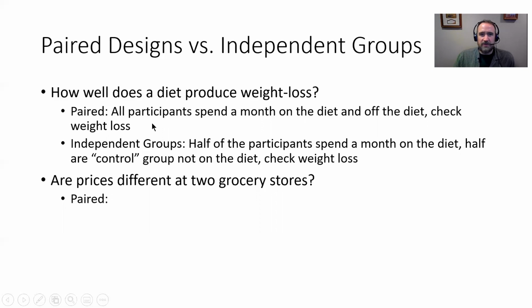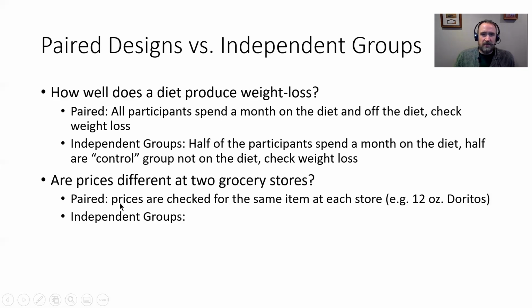Once again, the advantage of the paired design is that a given participant might be really predisposed toward weight loss, or might be really predisposed to not lose much weight. The paired design lets us pair those data together so we can compare how they did on and off the diet. Versus independent groups, those differences are still present in each of the groups. Let's try another one. Is price different at 2 grocery stores? Maybe we want to find out if one of the local grocery stores tends to be more expensive than the other. Think for a moment what a paired design might look like.